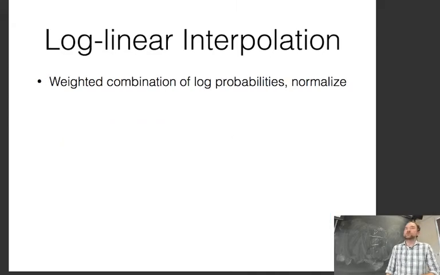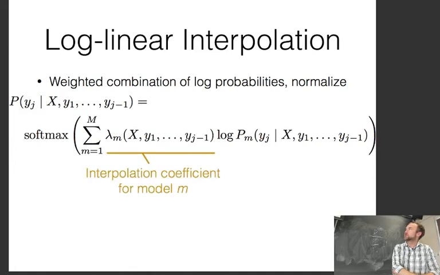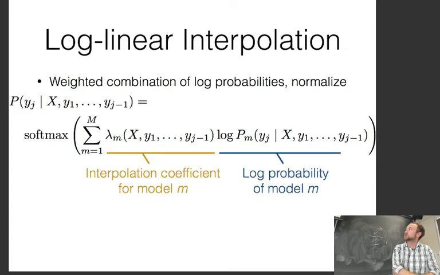Another alternative is very, very similar, but it's slightly different. It's called log linear interpolation. And the idea is that we take a weighted combination of the log probabilities for each model, also called the logits of each model. So this is the interpolation coefficient for model M. This is the log probability of model M. And then we combine them together in this way.